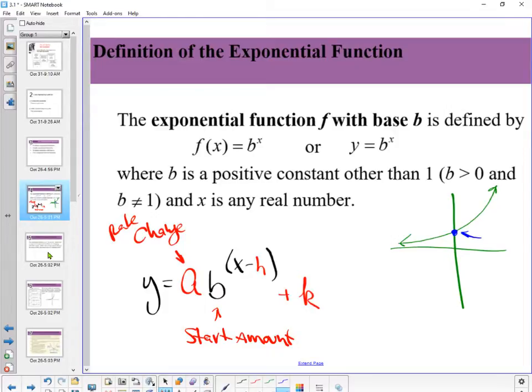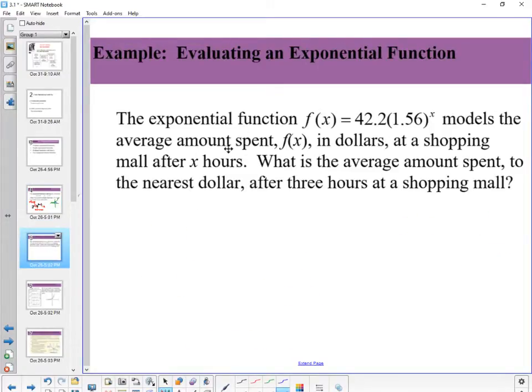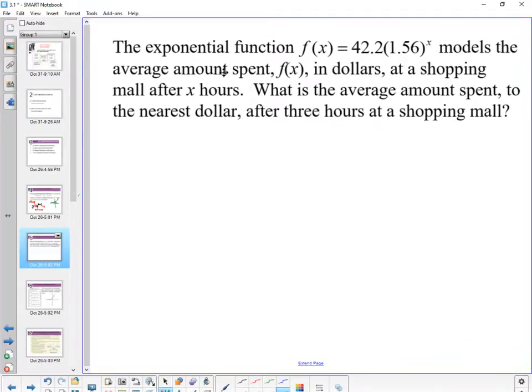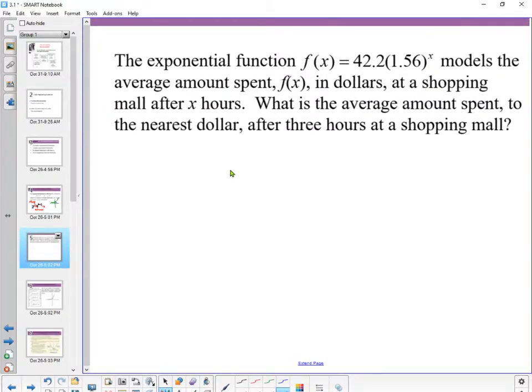I can change the slide now? There's no questions here? None? All right, cool. Evaluating exponential functions.